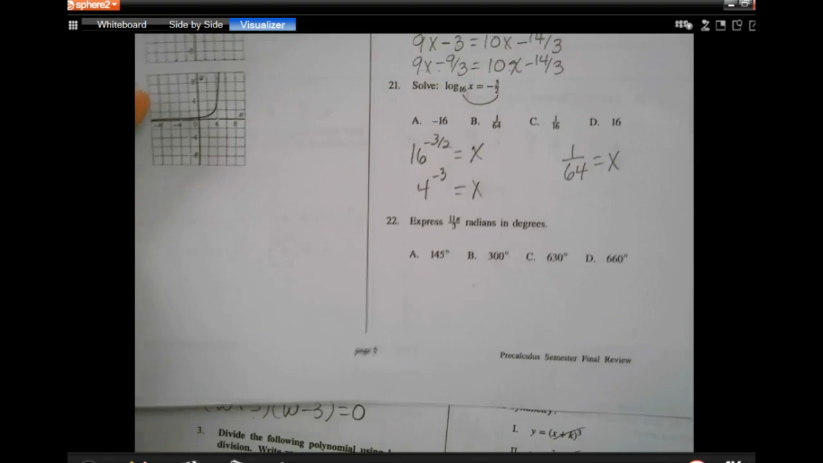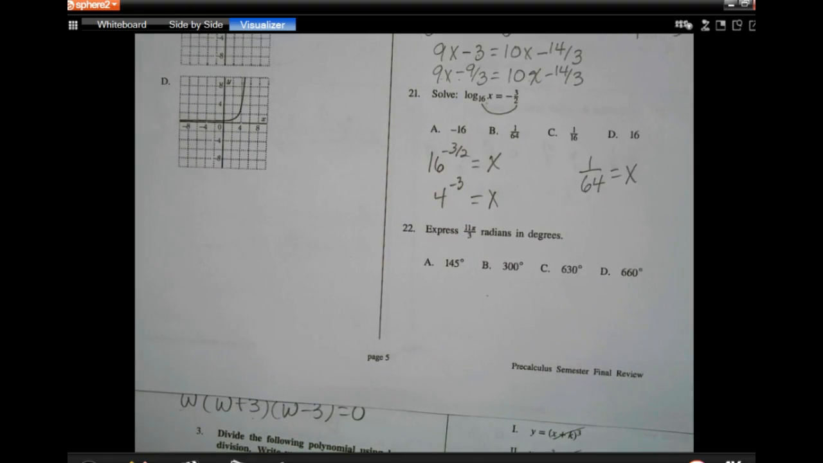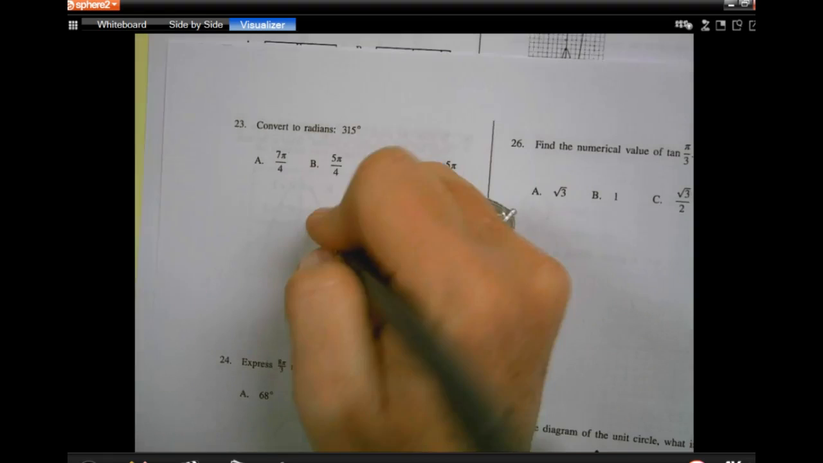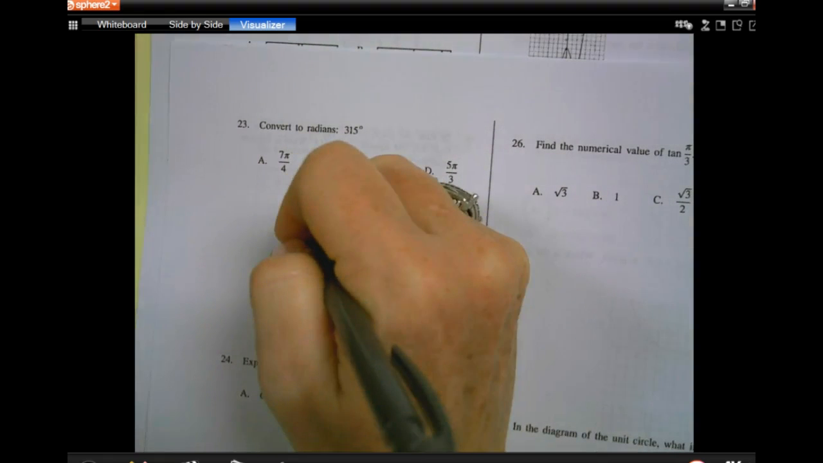Okay, 22 is super hard. Pi over 3 is how many degrees, my friends? 60 times 11? 660. So, did y'all hear that? 315 has a 5. We only have one with a 5. It's 45. So I know it's pi over 4 times how much? 7. Times 7. So it's A.